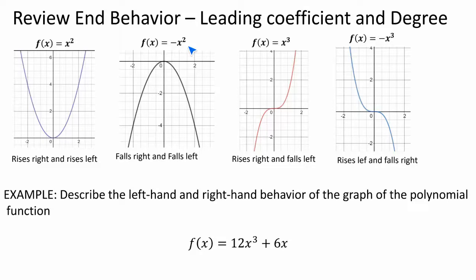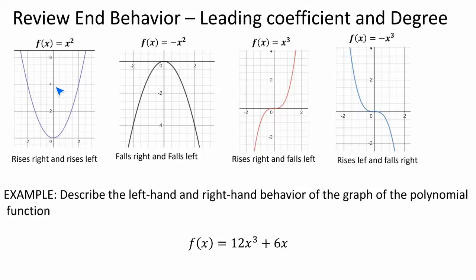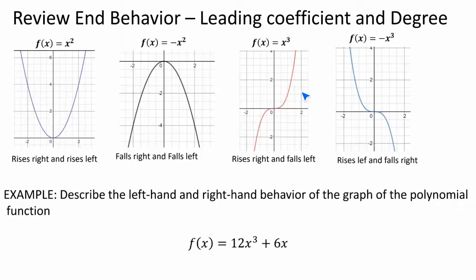To find the end behavior, you look at the degree. If the degree is even, as in the first two examples, then the graph is going to behave like one of these. The difference is in the leading coefficient. If it's positive, it's going to behave like this graph. If it's negative, it's going to behave like negative x squared. The same goes over here: if the degree is odd, it's going to have similar behavior as this, and then the leading coefficient will determine if it rises right or rises left.